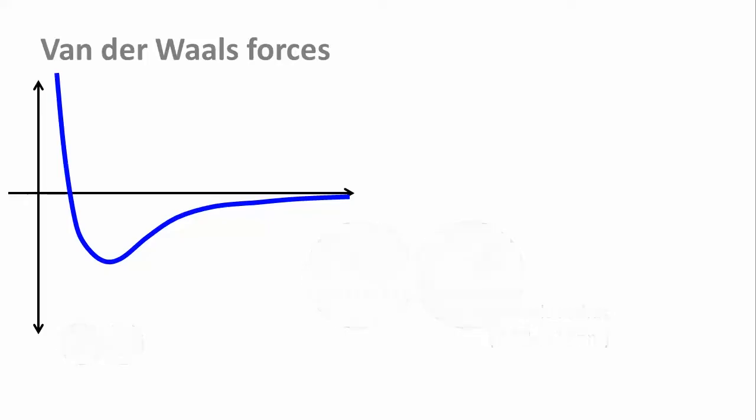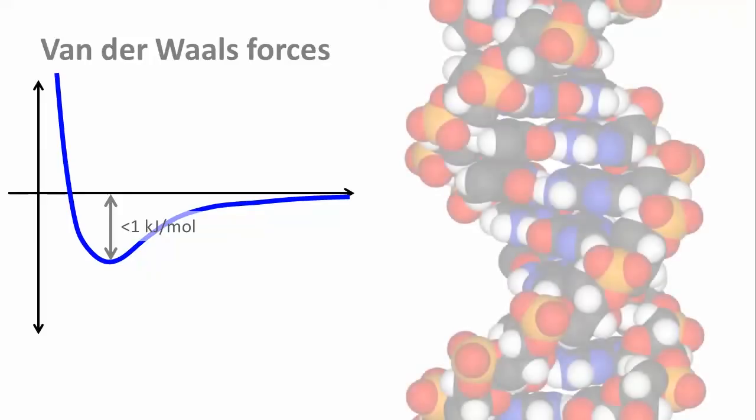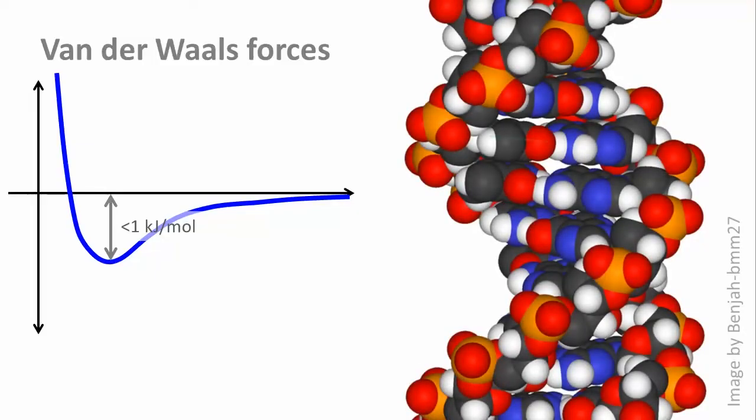To be sure, the attractive force at this optimal distance is very small. It's less than 1 kilojoule per mole. But strength comes in numbers. Whenever clusters of atoms are tightly packed in biomolecules, a large number of these van der Waals interacting forces stabilize the molecule. That is, for example, the case in DNA. The stacked base pairs are, among other things, held together by van der Waals forces.